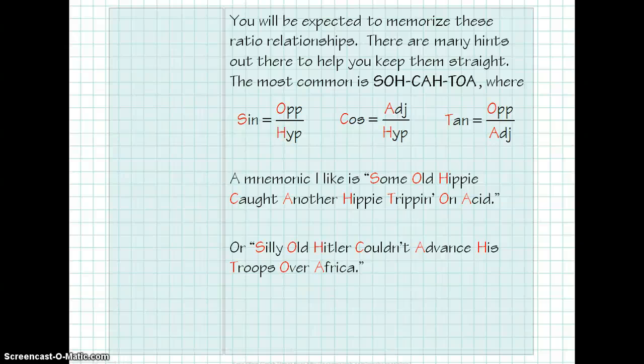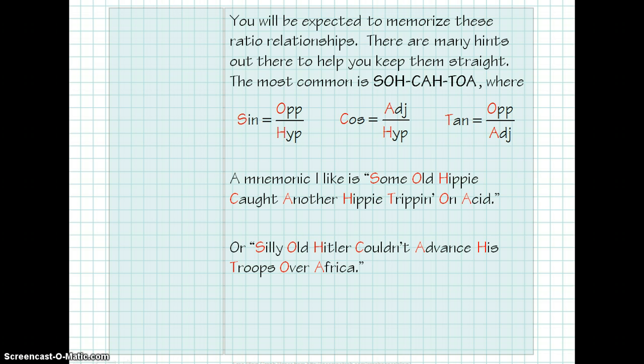Some people have little mnemonics to help them remember it. A lot of people use what's called SOHCAHTOA, where the letters, again, relate back to which one's which. A phrase I find kind of funny is "some old hippie caught another hippie tripping on acid." So you've got sine is opposite over hypotenuse, cosine is adjacent over hypotenuse, and tangent is opposite over adjacent.